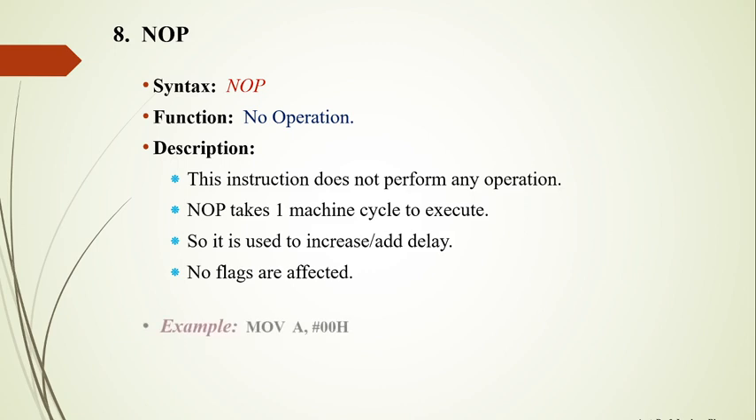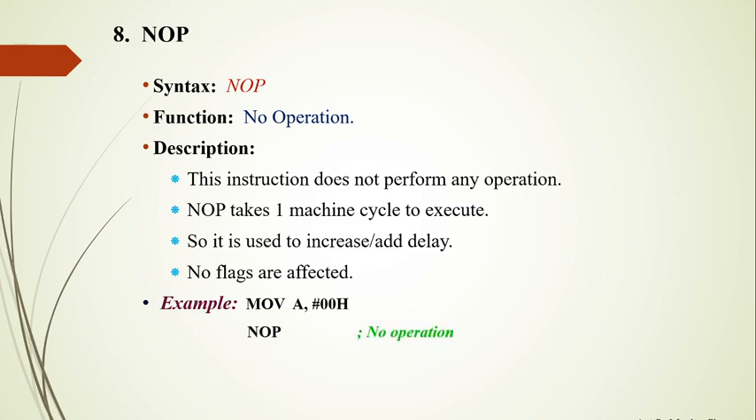For example, here the first instruction is MOV A, #00H. That means we are moving the value 00 to the accumulator, and we are putting a NOP instruction here, and again we are making the accumulator all 1s by loading the value FFH. So we have just provided a delay between these two instructions using the NOP instruction.